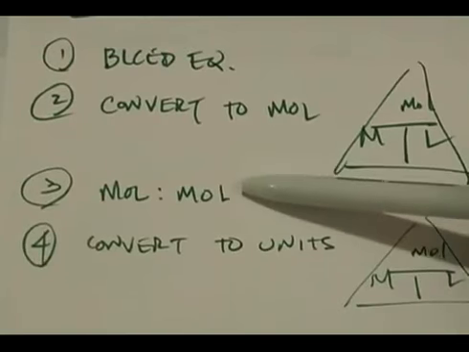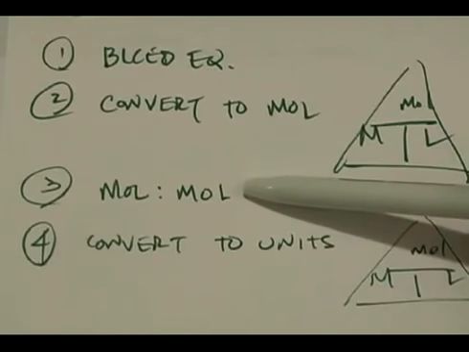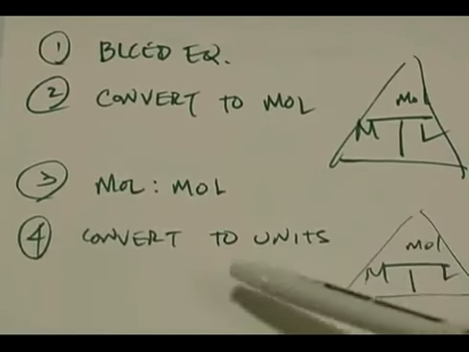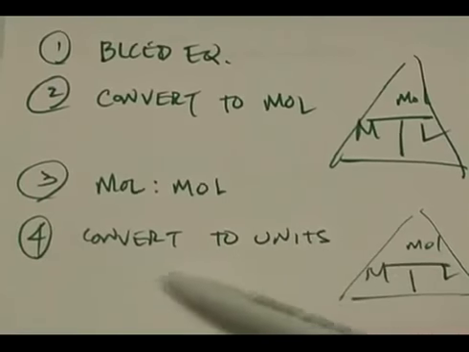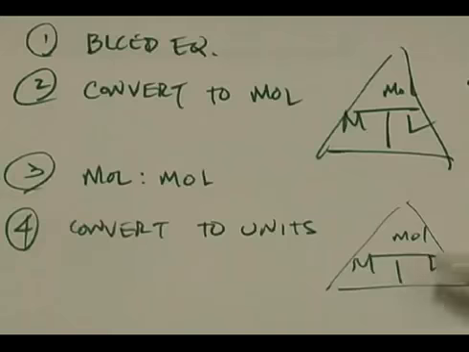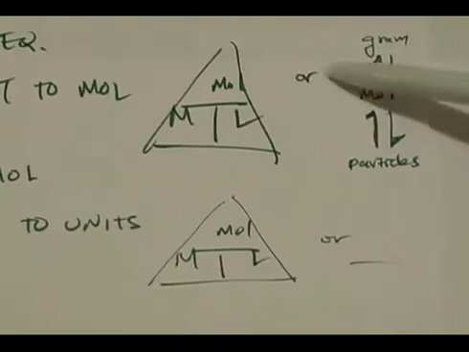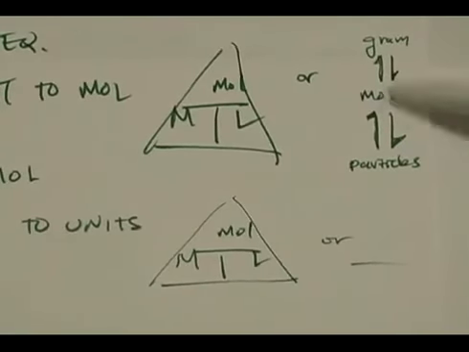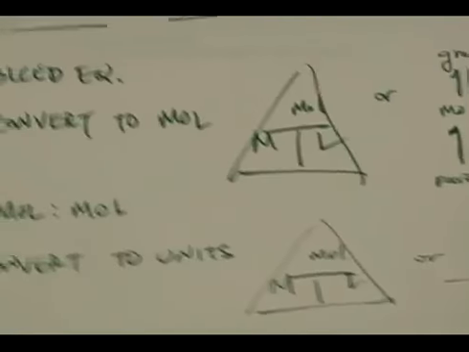Third step is used to mole-to-mole ratio from the balanced chemical equation. And then lastly, sometimes you have to do step 4, sometimes you don't, is convert to a particular set of units, usually using the molarity triangle once again, occasionally using the same type of thing right here where you go from moles to grams or from moles to number of particles.